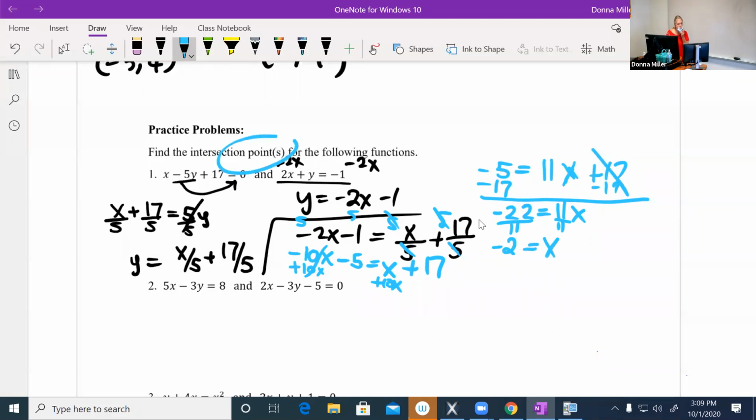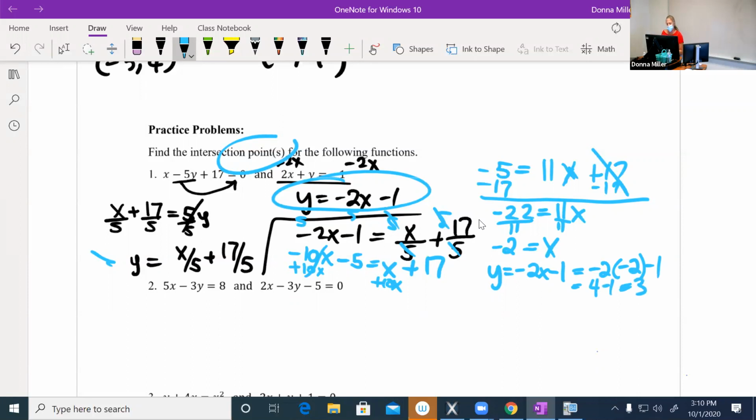If they want the point, you have to go back and find y. So just take one of your equations. I personally like this equation right here. It's a lot easier than the other one, which is kind of gross, it's got fractions. So we'll deal with that one. y equals negative 2x minus 1. x is negative 2, so I end up with 4 minus 1. I end up with 3, right?